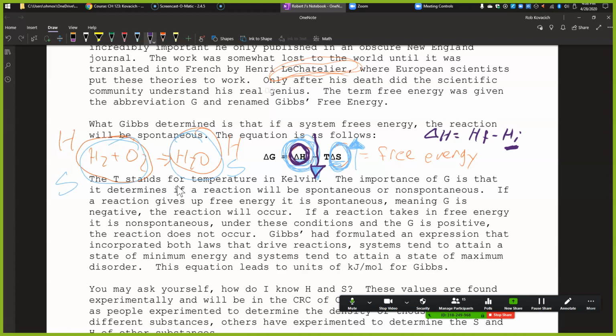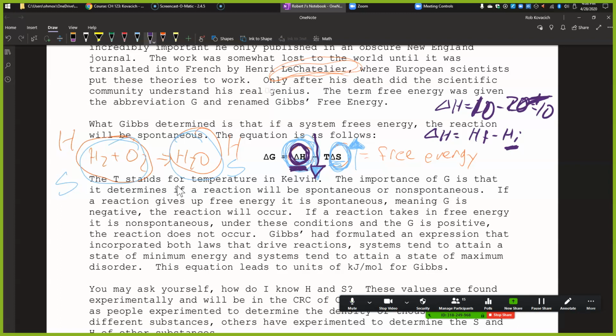So if the final enthalpy, I don't know, I'll just make something up, is 20, and the initial is 10, then what's my change? 10? Positive 10, right? So that means energy went into the system. Does nature want that? No, it wants the energy to start at 20, and then end at 10, giving you a negative value. So if this value is negative, nature's happy.